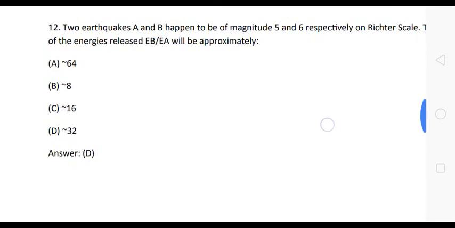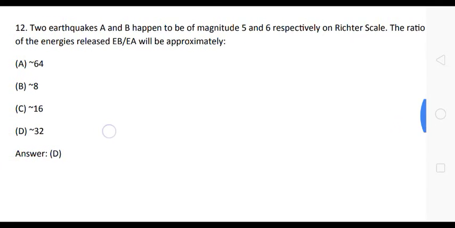Now let us see the next question. Two earthquakes A and B happen to be of magnitude 5 and 6 respectively on Richter scale. The ratio of the energies released EB/EA will be approximately? Here the correct answer is 32. Okay friends, the correct answer is 32. Option D is the correct answer. Now let us see the next question.